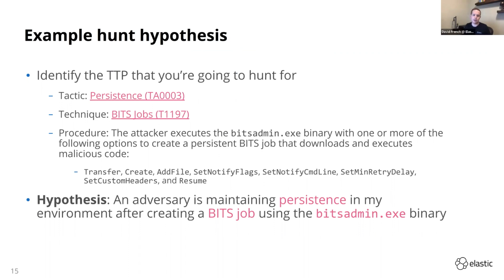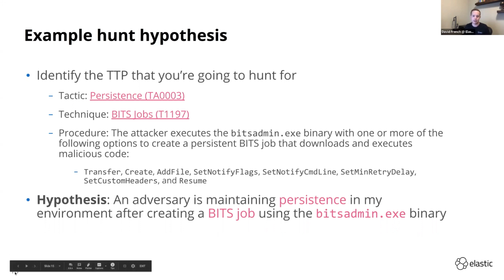So to help you grasp the concepts we've spoken about so far, we're going to walk through the hunt process from start to finish using a practical example. Firstly, we need to form our hunt hypothesis. So we're going to identify the tactic, technique, and procedure that we're going to hunt for. And in this example, we're going to hunt for the BITS jobs technique that's in the persistence tactic, or column, in the ATT&CK matrix. The procedure goes into the details of how the technique can be executed. So remember, there can be many different procedures for executing the same technique.